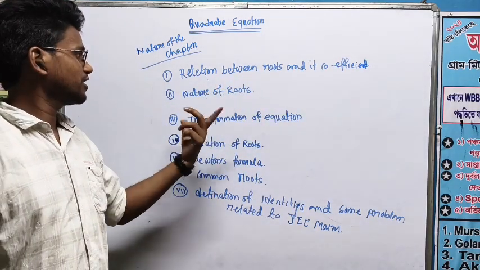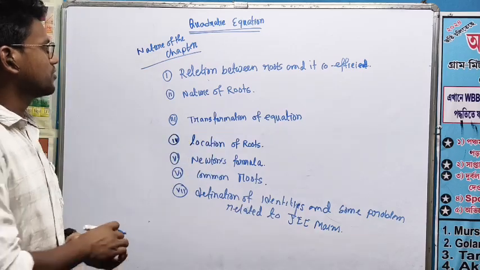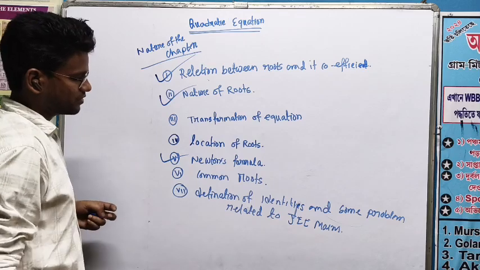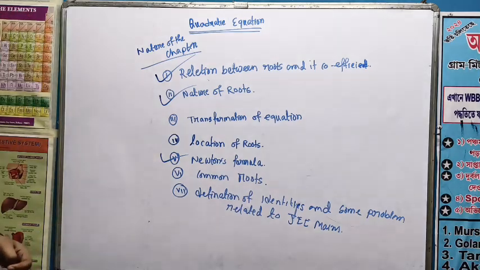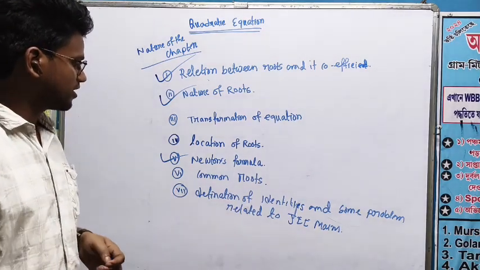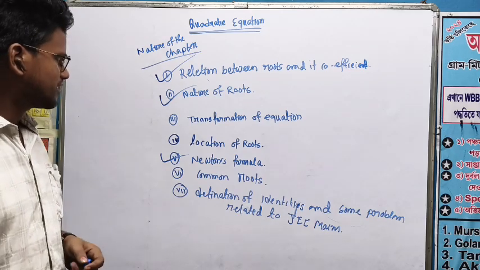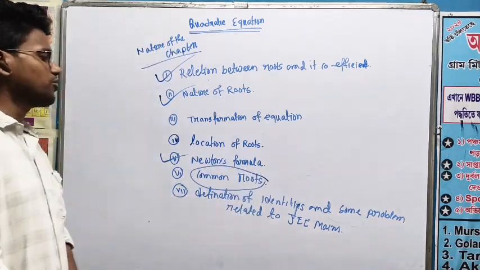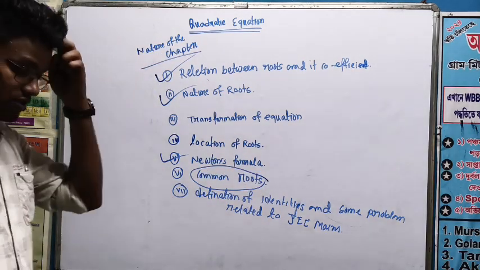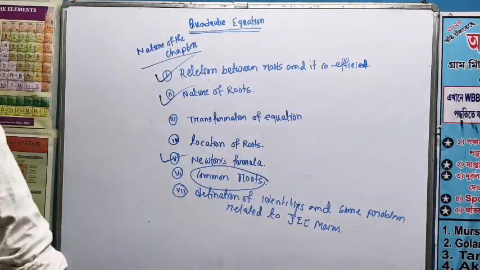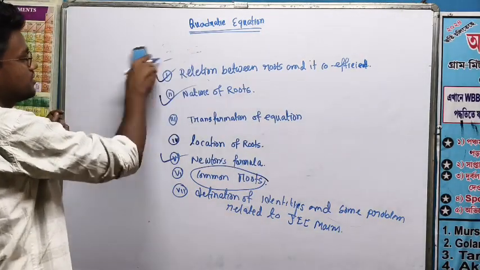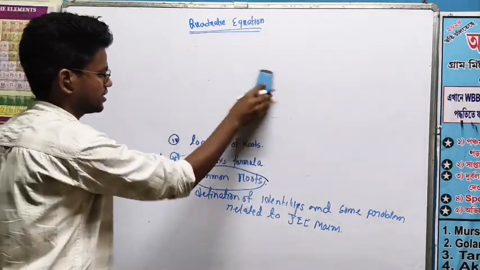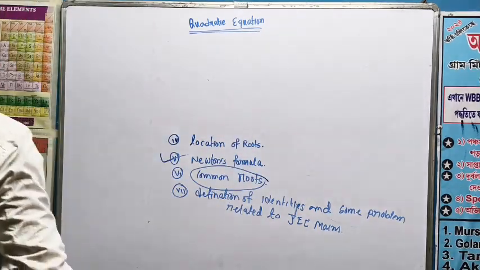So actually in my previous class I have discussed relations between roots and its coefficient, nature of the roots and transformations of the equations. We have completed nature of the roots and Newton's formula, and some more important topics we couldn't complete. So next topic I will discuss common roots. First of all, I will remind something in quadratic equations. So first of all, what is a quadratic equation?